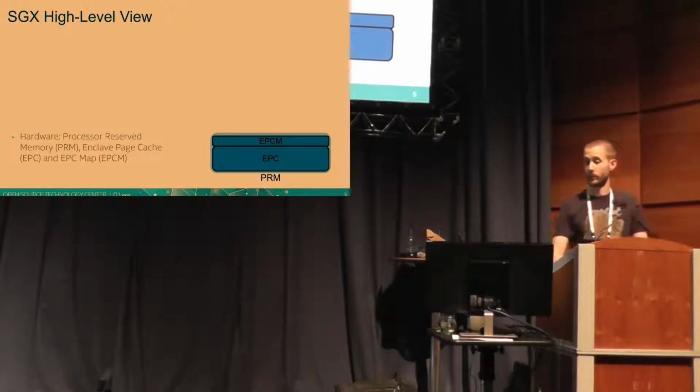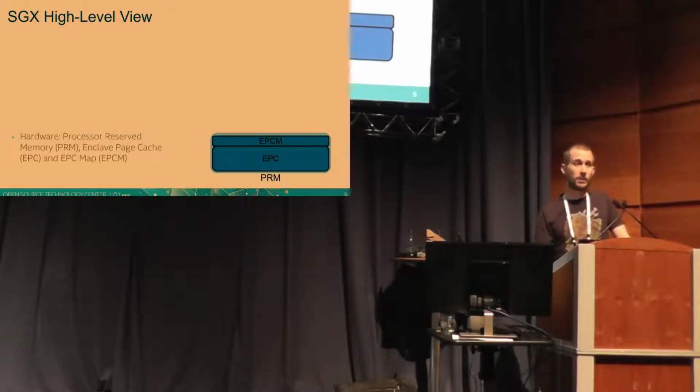And then there's the EPC map. The EPC map is not exposed to software. It's managed purely by the hardware. It exists so that hardware has a place to store bits and metadata about enclaves, to do a lot of tracking, to implement the various enforcements with SGX.